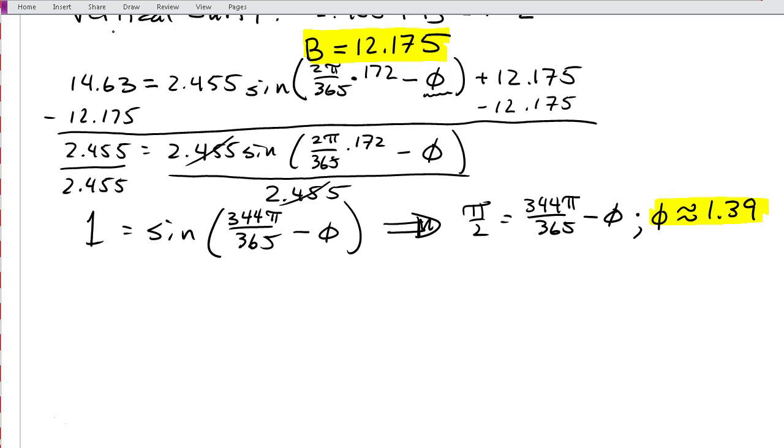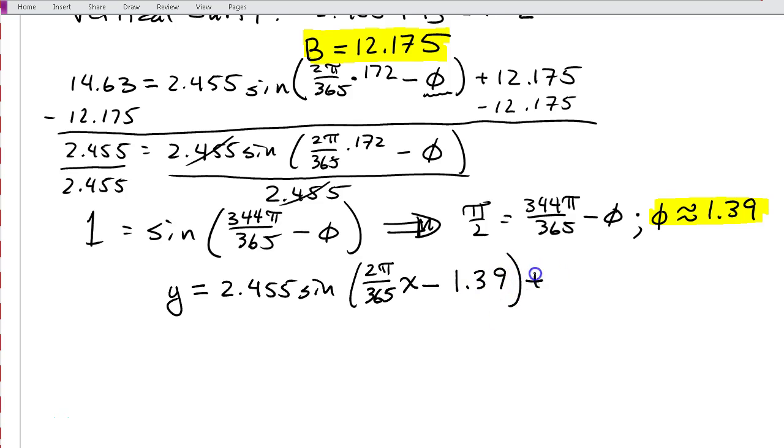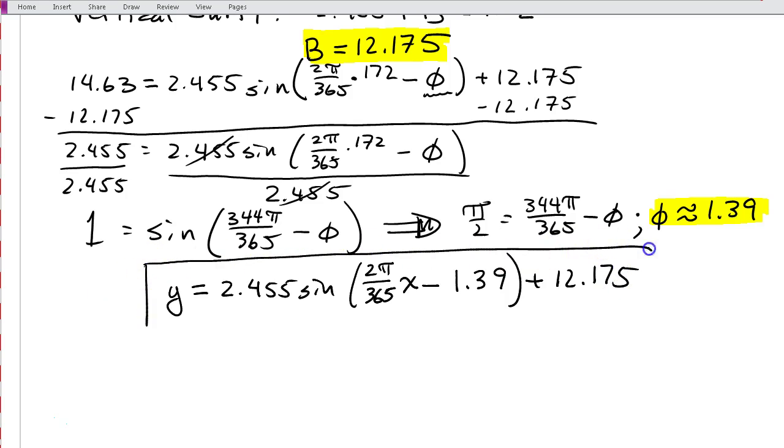So now that I have that, I know we've got y is equal to a, which we figured out was 2.455, times the sine of 2 pi over 365x minus 1.39, and our vertical shift was 12.175. And there's our sinusoidal function.